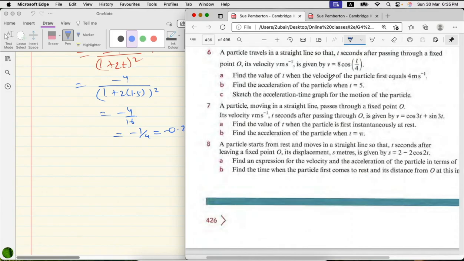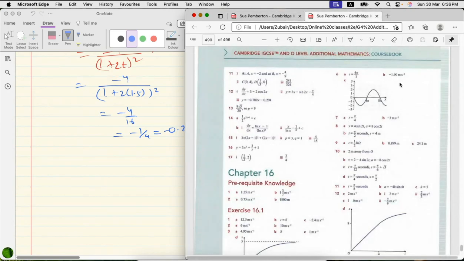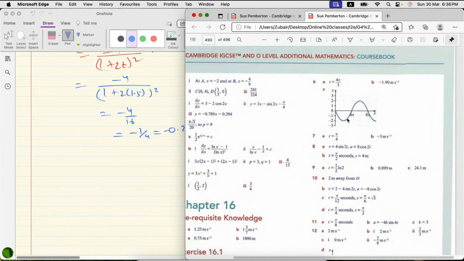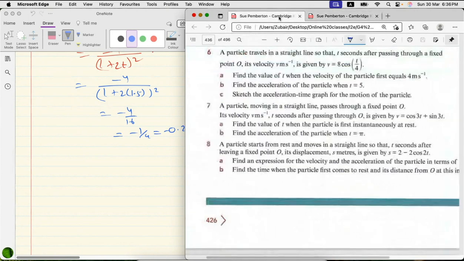So then the acceleration at t equals 5 is around 1.955 meters per second squared. 1.9 is correct. Okay. And then for the graph, I'll just give the graph of acceleration. So we'll have the equation of the derivative of velocity and then draw the graph. I think you already have the equation.